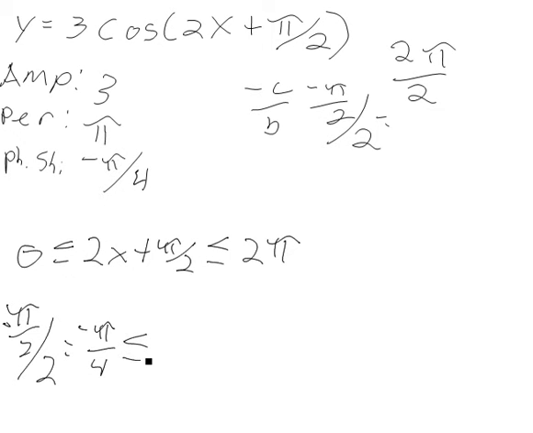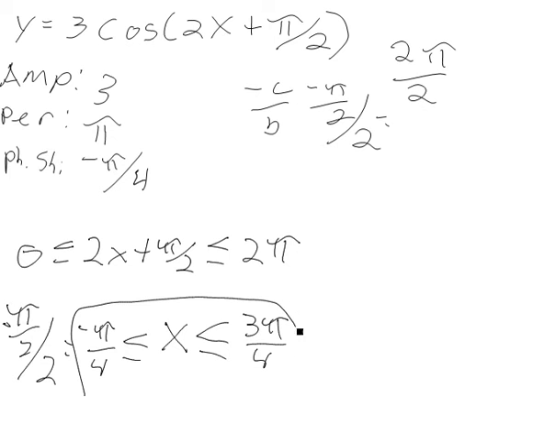That's going to be the less than or equal to x. Then on the other side we have the 2 pi, which we subtract the pi over 2, and then divide that by 2 as well. And that's going to end up leaving us with 3 pi over 4. So what we have here then is that for one cycle, it's going to run between negative pi over 4 to 3 pi over 4. So now we'll graph that.